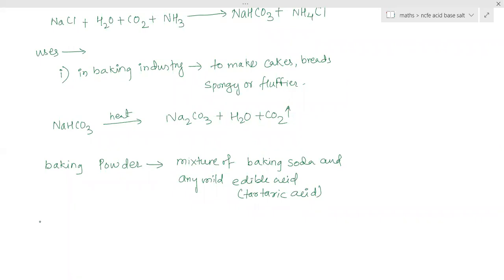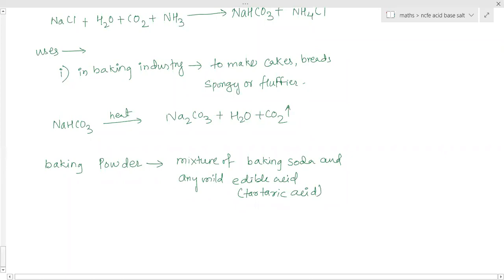Can you tell me why we are using it? Meghna, can you tell? Why do people prefer baking powder instead of baking soda? I told you both the methods. The function of baking soda is making things spongier. Baking soda is the only main function. Then what is the use of adding acid? Meghna, can you tell?